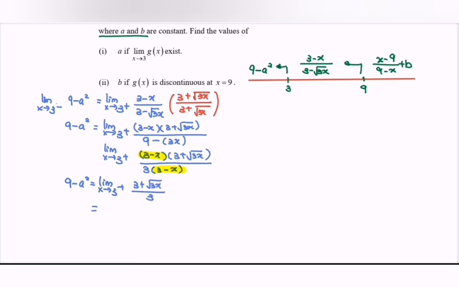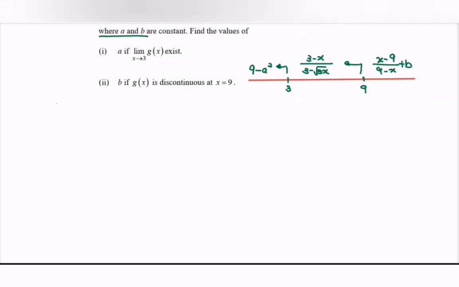If we substitute the 3, we will have the square root of 9, which equals 3. So 3 plus 3, we have 6 over 3. So we have the value 2 for the right hand side. So 9 minus a squared equals 2. Based on the situation, we have a squared equals 7. So a will equal the square root of 7, or a will equal negative square root of 7.